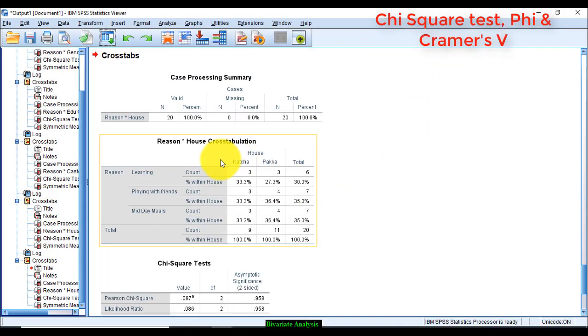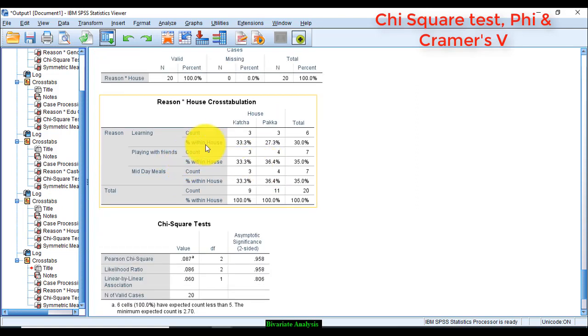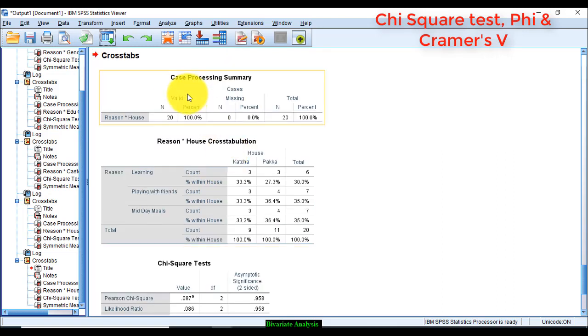This is the output generated by the SPSS for contingency table or cross tabulation. Now you can see the first table provides you the case processing summary. The second table tells you about the percentage of respondents with various reasons to go to school and their type of house. So, Kacha house and Pakka house.